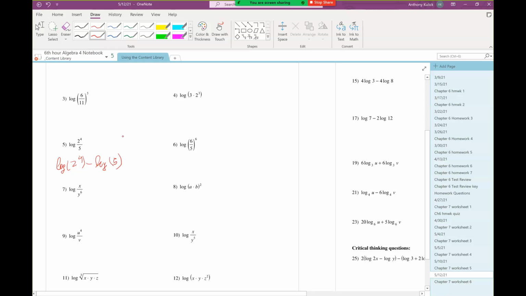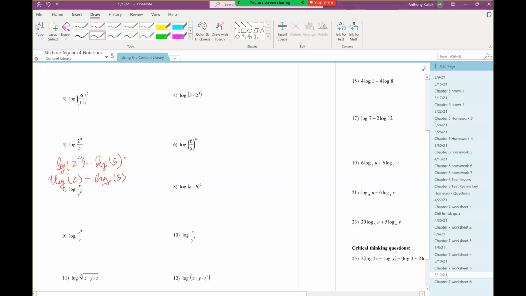There is no product property because I don't have any multiplication going on inside either of these two logarithms. But I do have a power property because I have an exponent on my 2. So if I use the power property, I can move that exponent to the coefficient. And that's my answer.